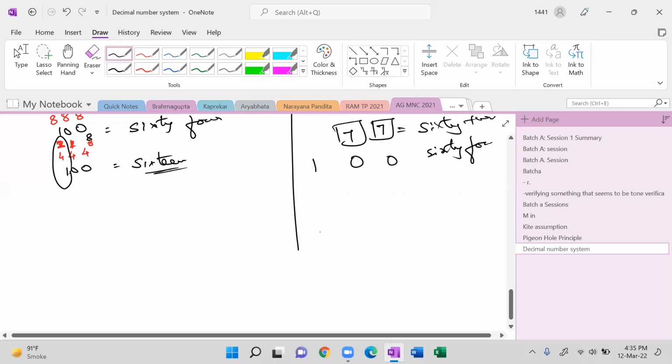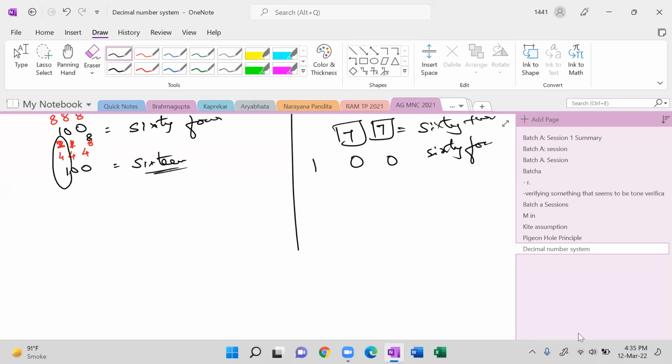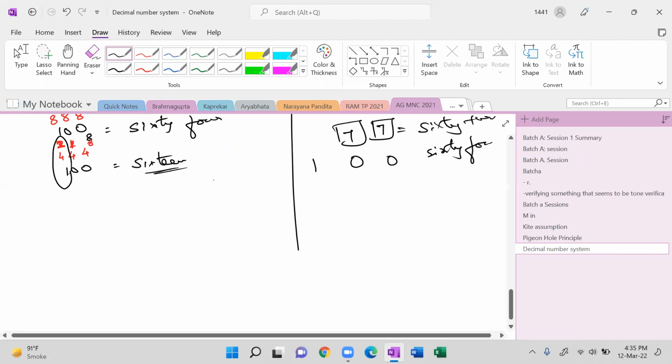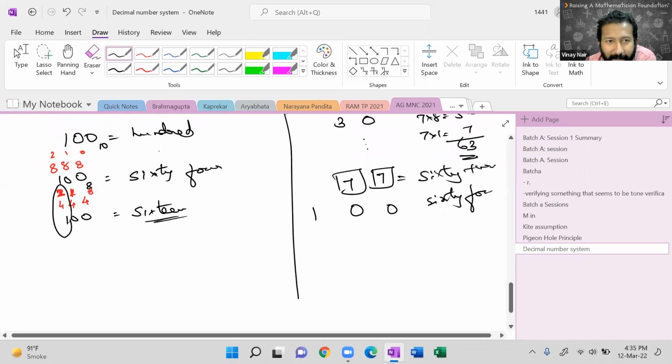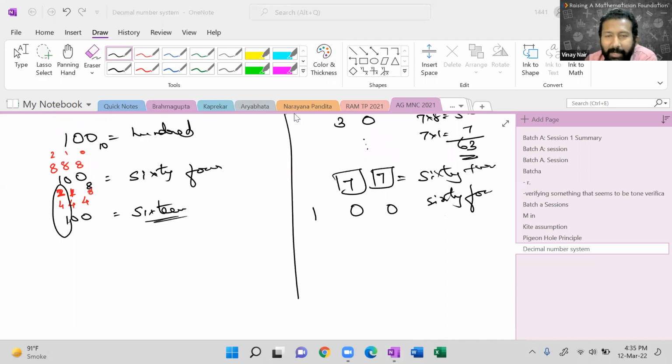Sir, yes. So how is 100 equal to 64? Can't understand. That is because you joined a little late. Okay, so 100 is 64. I'll just do a quick explanation, but then you will have to catch up with the recording, Bhagyashree.